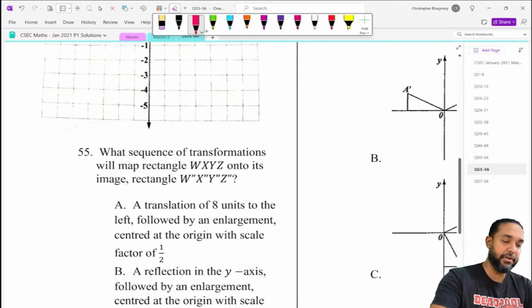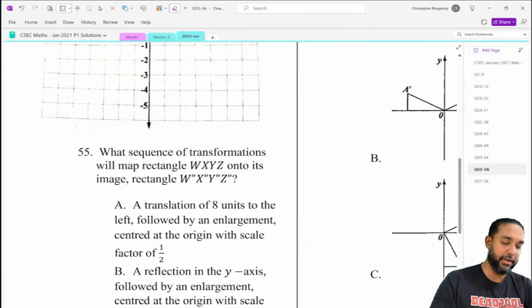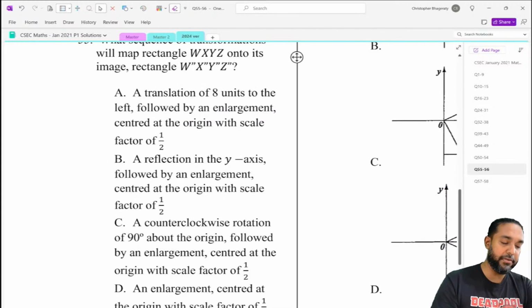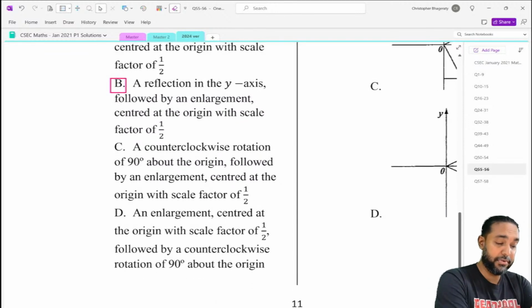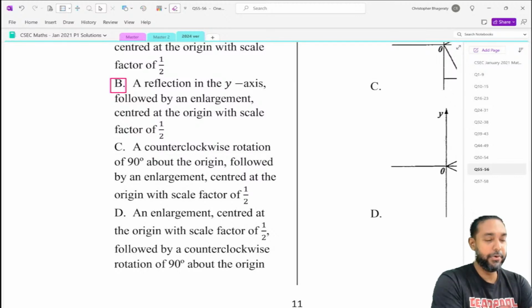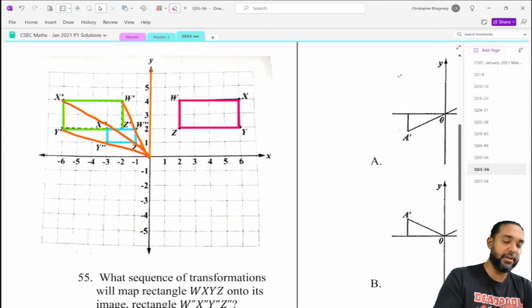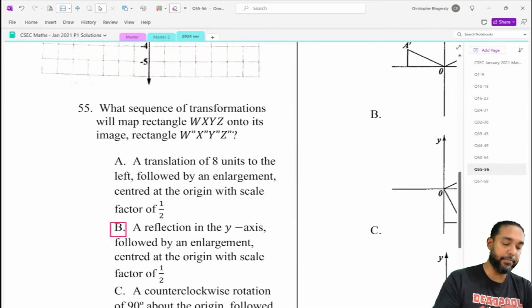So what sequence of transformations will map WXYZ onto that? Definitely not A. A reflection in the Y followed by an enlargement centered at the origin with a scale factor of a half. Yep. A counterclockwise rotation? Nope. If it was a rotation, what would happen is WX would end up below, so it'd end up like ZY, then XW. But that didn't happen, right? Okay.